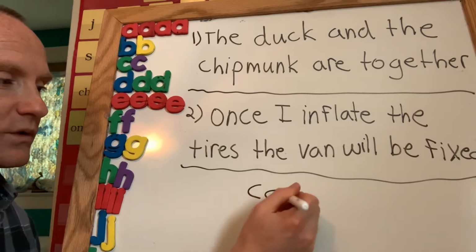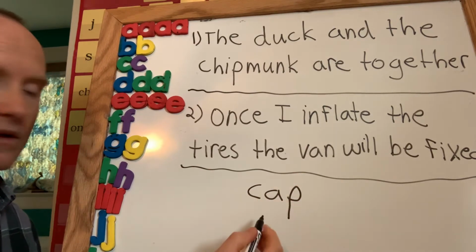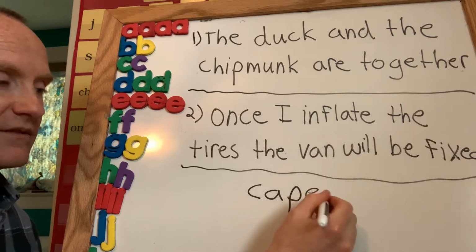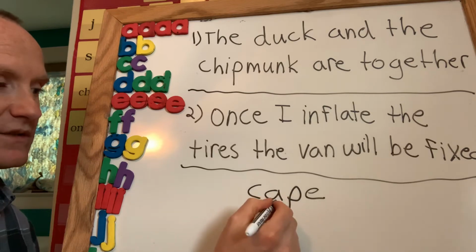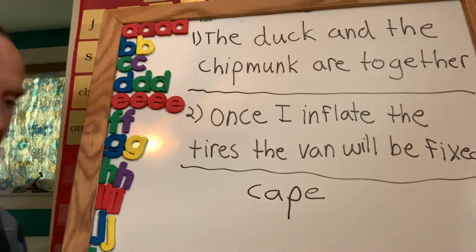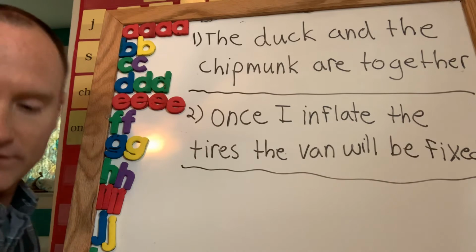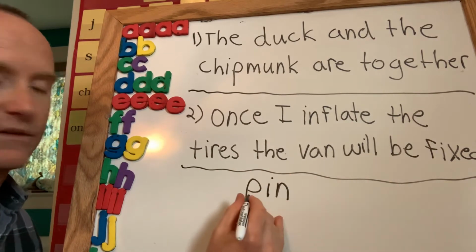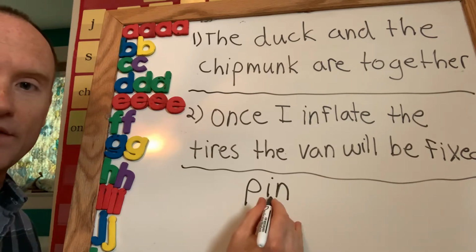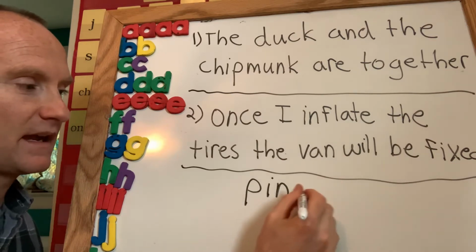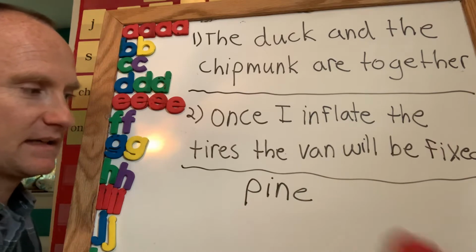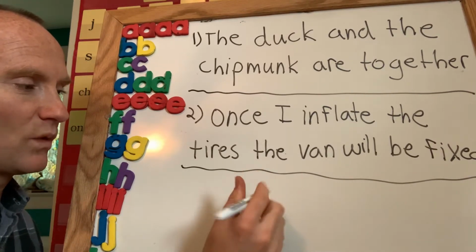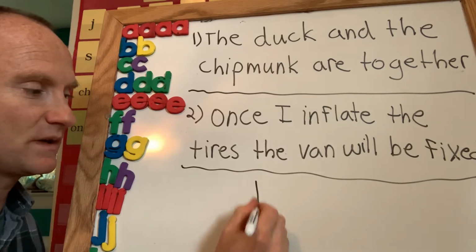So if I look at this word right here, what is this word? Cap, right? I add that bossy E to the end. What does it do to the A? Makes it say its name. What's my new word? Cape. Very good, okay? What's the word? Pin. The vowel does not say its name. I add that bossy E. Pine. Very good.